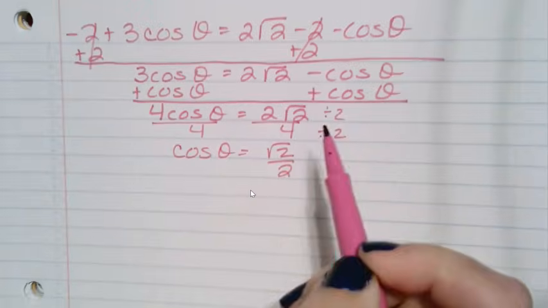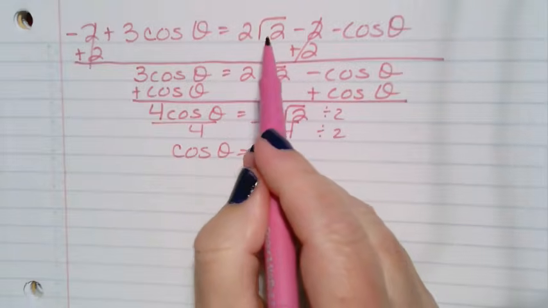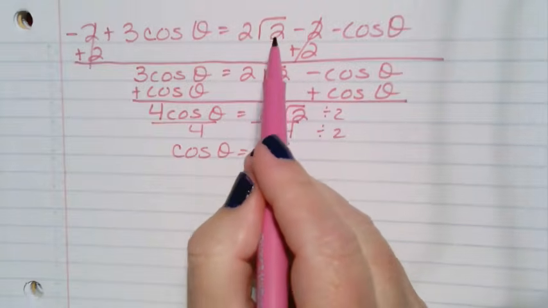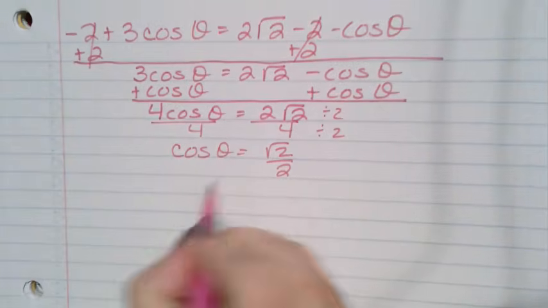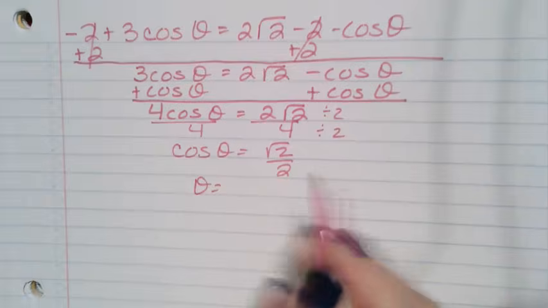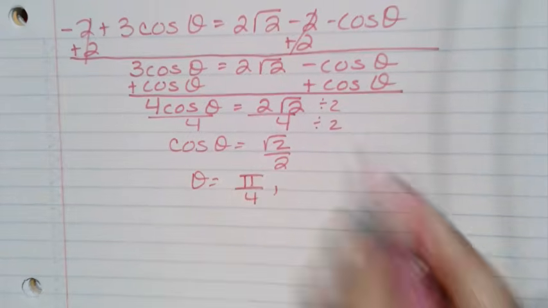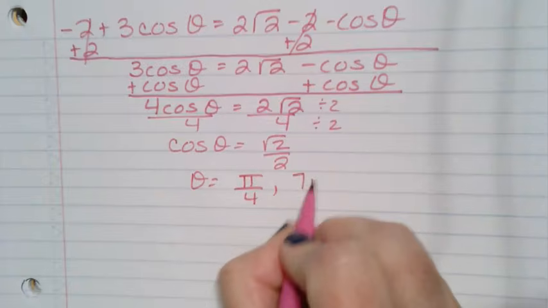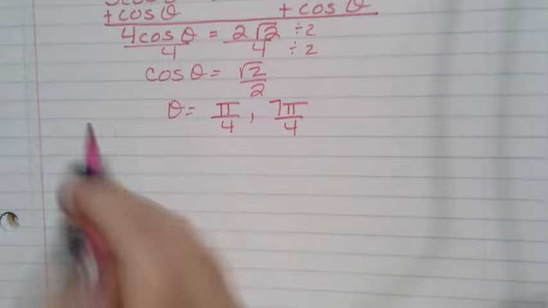Now, why does this one not have a plus or minus? Notice here we did start off with a square root in the problem, so we don't do plus or minus. So when does cosine equal square root 2 over 2? And we get pi over 4 and 7 pi over 4.